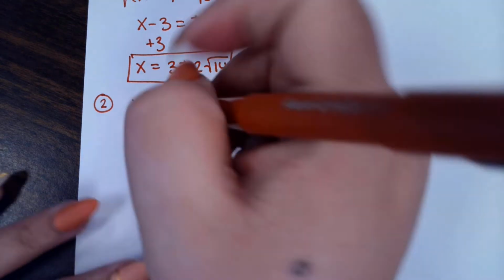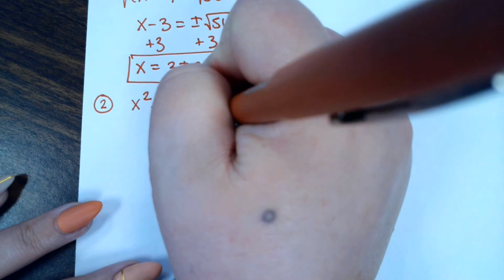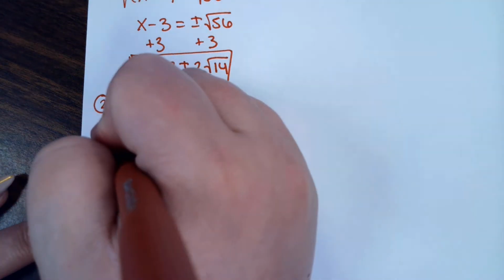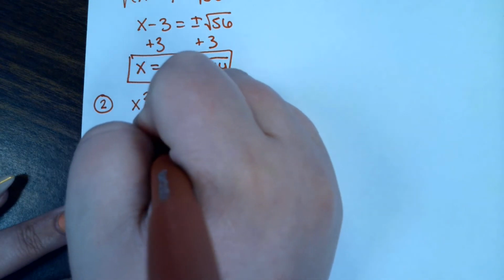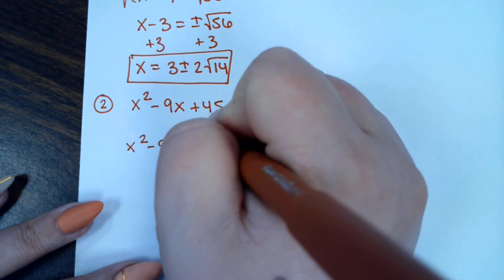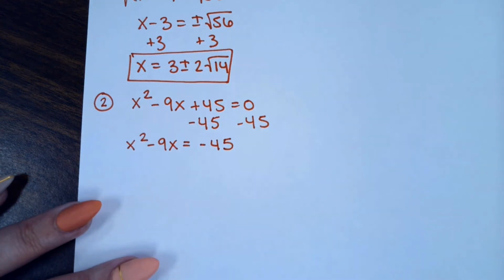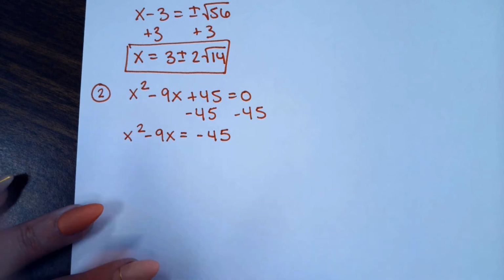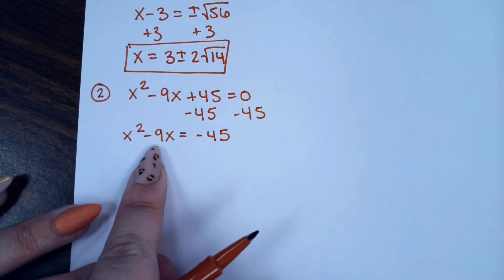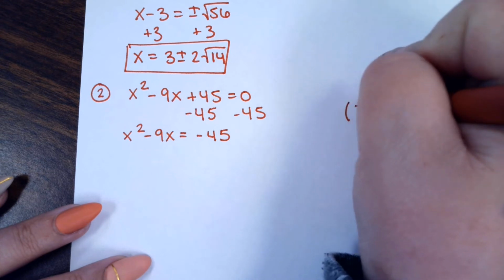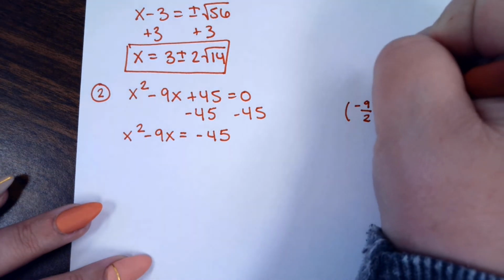So our first step, we've got to move the constant. So x squared minus 9x equals negative 45. And then our next step is take half of b, squared, and add it to both sides. So negative 9 divided by 2 squared.